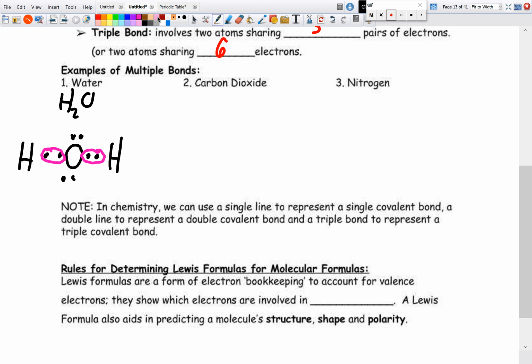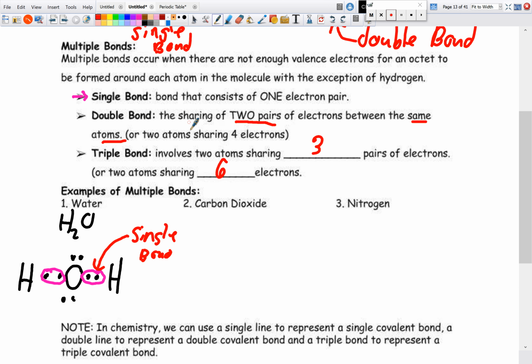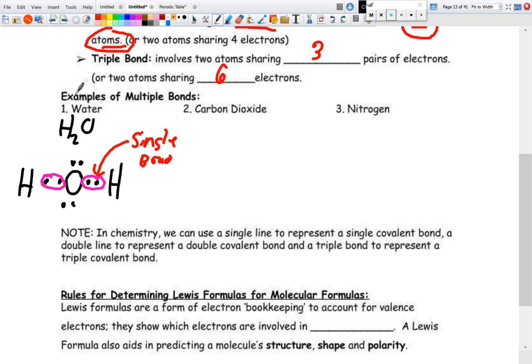Now, I know what you're probably thinking when you're looking at it: oh, there are two here, that's a double bond. No, that is not the case, because when you look at here, this is just a single bond, and this is also another single bond. So, when you look at the definition of a double bond, it's sharing two pairs of electrons between the same atoms. So you only look at what is happening between two atoms, and that's it.